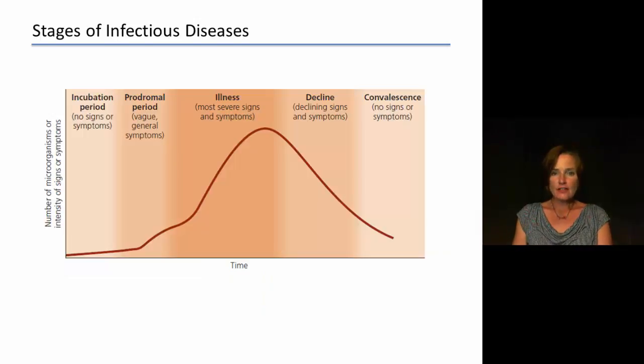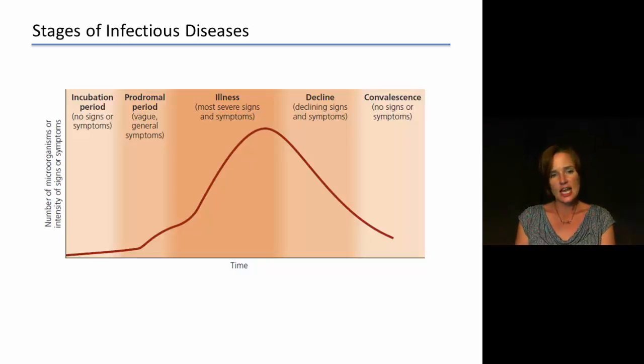The stages of infectious diseases fall into 5 different categories, and those 5 categories are what we're seeing in this graph representation. If you look at the y-axis, this is measuring the number of microbes that are present, and also the intensity of the signs or symptoms, so how bad it actually is. After the initial infection, there is an incubation period. During this incubation period, we don't really see any signs or symptoms. We might just have a little bit of replication or multiplication of the pathogen.